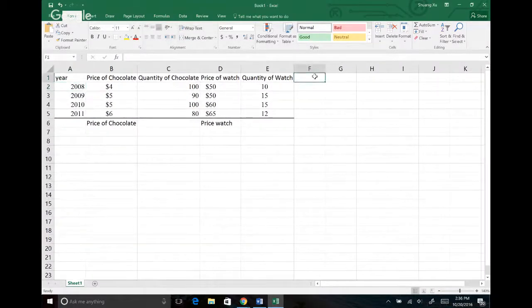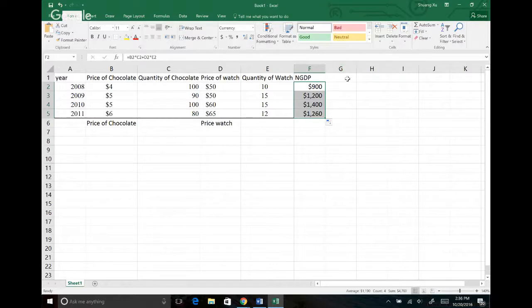All right, and then next, let's do our nominal GDP for each year. Now remember, for nominal GDP, we're going to take each year's price times each year's quantity and add up all together. So for 2008, $4 for each chocolate, times 100 chocolates, plus $50 for each watch times the number of watches. And for the next one, same thing. Now remember the shortcut: if you click on it, right bottom corner, drag it down. That's your nominal GDP.